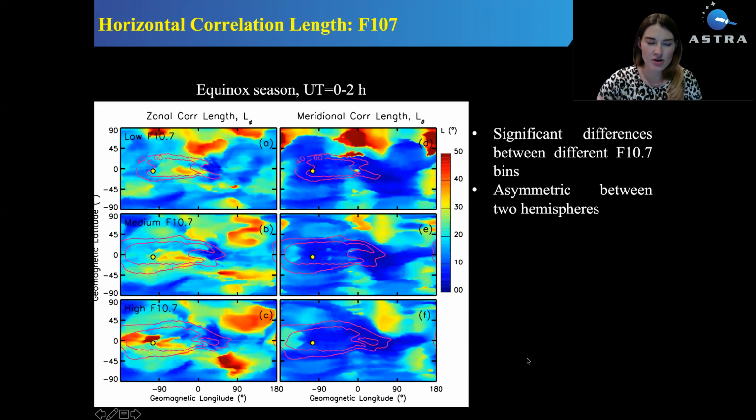Here's how they change with different solar flux conditions. Here is the panel that I showed before for high solar flux. For medium solar flux, the peaks are reduced. And for low solar flux, interestingly, everything shifts to the northern hemisphere. So the peaks are now in the northern hemisphere and not symmetric. So there is some interhemispheric asymmetry that's been introduced in the lower solar flux condition.